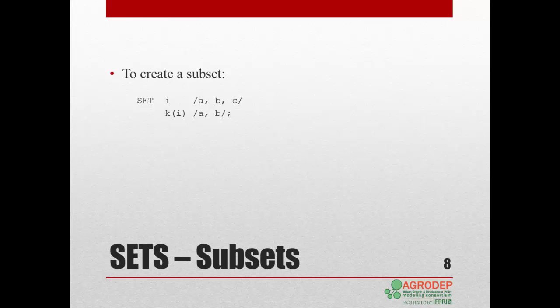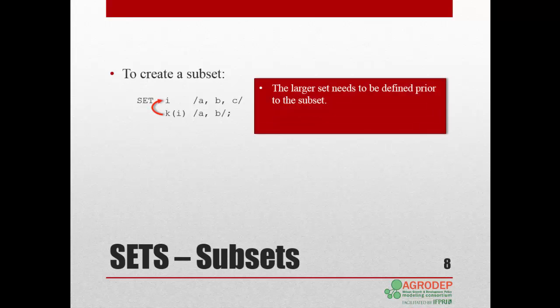You might sometimes want to work only on some elements of a set. We can define a subset in the following manner. The set I contains element A, B, and C, and the set K contains only the element A and B of set I. Note that when defining subsets, the order is important. The largest set from which the subset is derived must be defined prior to the subset. The subset must include in parentheses the set from which it is derived.